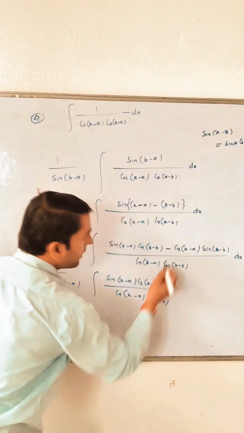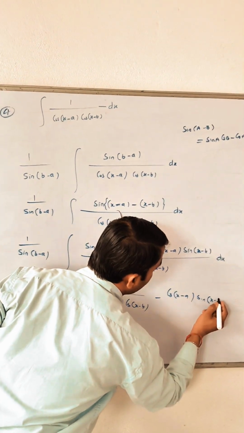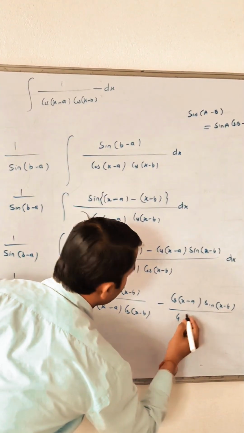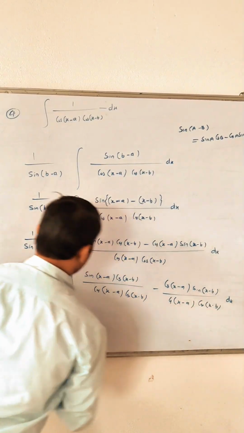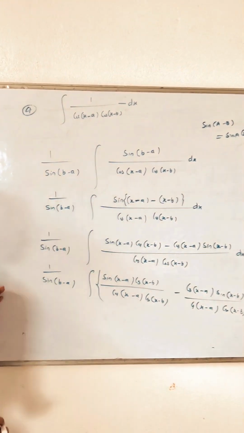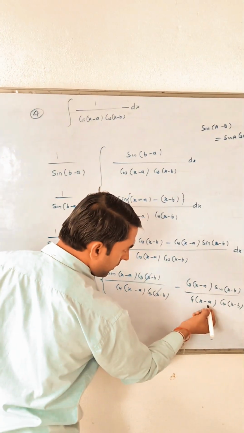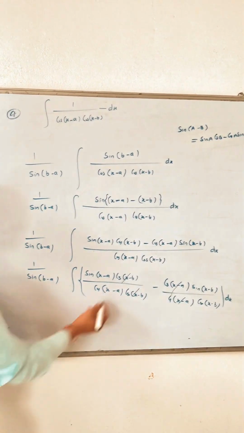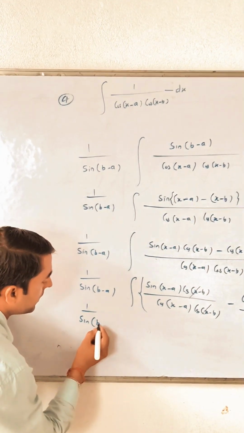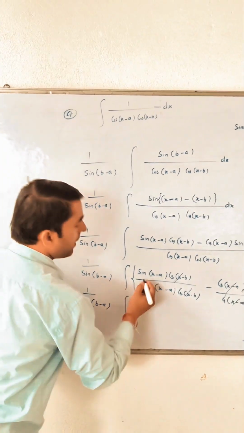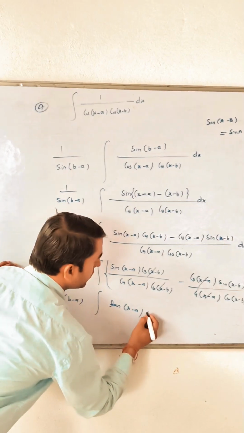There will be sin(x minus a) cos(x minus b) over cos(x minus a) cos(x minus b), and also cos(x minus a) sin(x minus b) over cos(x minus a) cos(x minus b), whole dx, and close the bracket. Okay, now you have to cancel cos(x minus a) here, and also cancel cos(x minus a) here, and cos(x minus b) cancels as well.